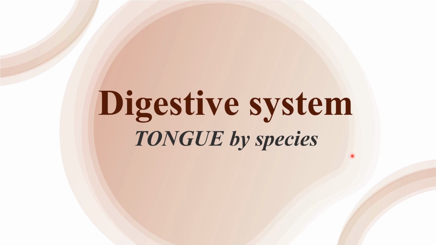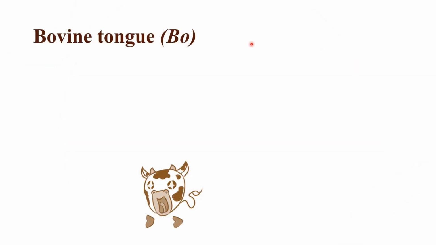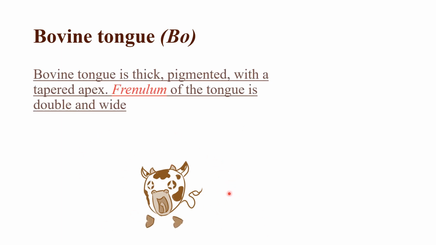I'm really glad you're here, and today we'll be talking about the digestive system again, and we'll discuss the tongue by species. First, let's talk about the bovine tongue. As you can see, somebody's very excited to learn today. I hope you are too.